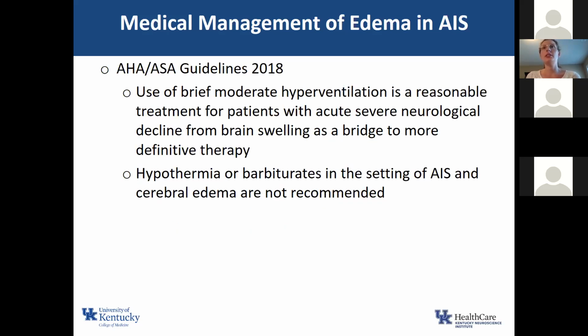All of these are really just temporizing measures, and so is hyperventilation. Moderate hyperventilation is reasonable for patients who are literally declining right in front of you, but it's considered a bridge, not a definitive therapy. So you may be doing that while you're waiting to get them to the OR. Hypothermia or barbiturates are not really used in acute ischemic stroke like they may be in brain injury.